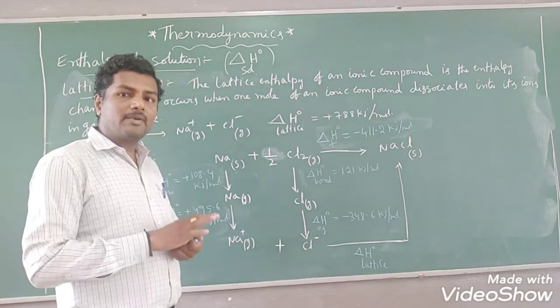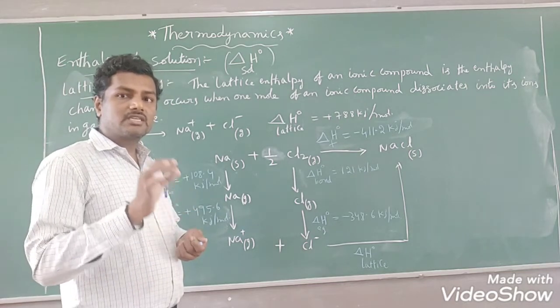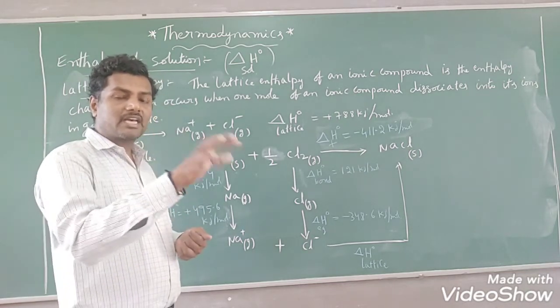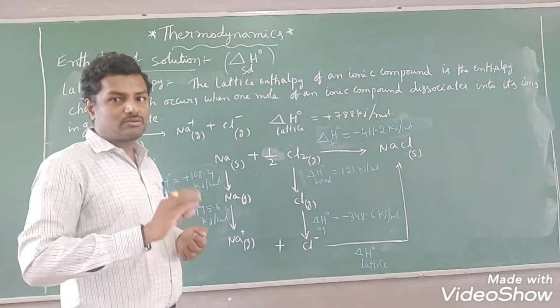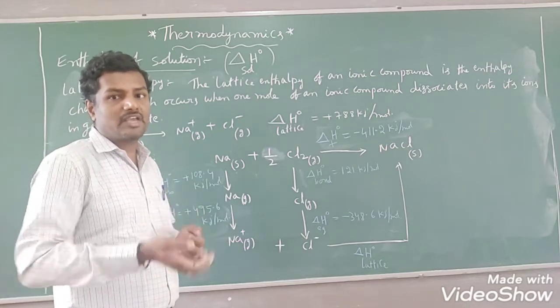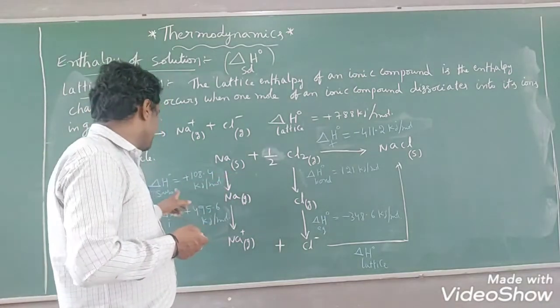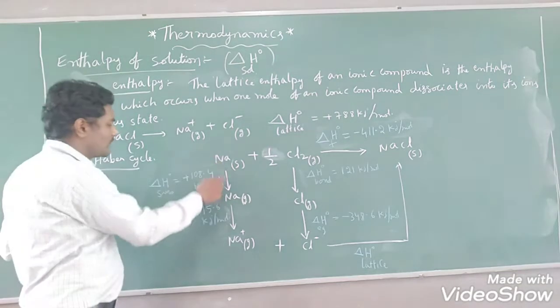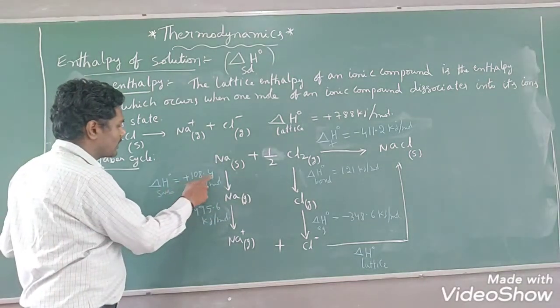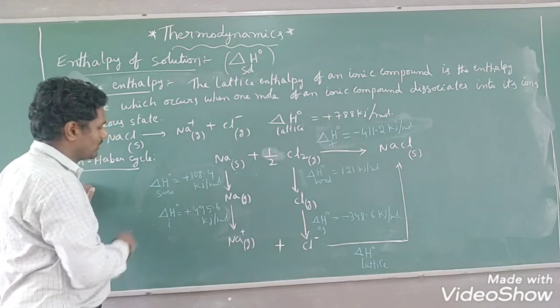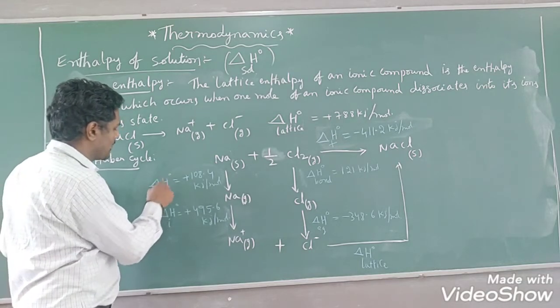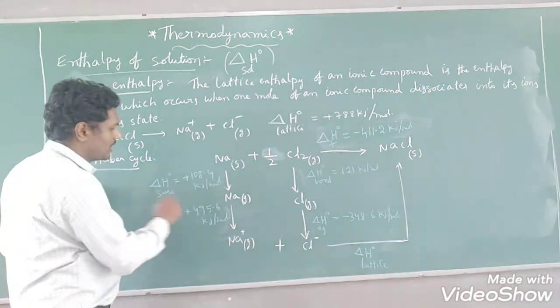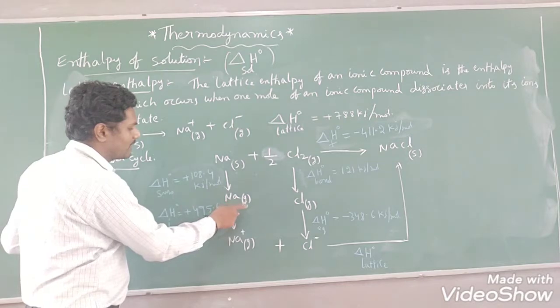What is the meaning of sublimation? The process in which the solid substance will be directly converting into what? Gaseous substance. During that process, whatever the enthalpy change we have observed, that enthalpy change we can call as what? Enthalpy of sublimation. Enthalpy of sublimation of sodium is plus 108.4 kilojoule per mole. Enthalpy of sublimation symbol is what? Delta H0 SUB, right? And sodium is now available in the gaseous state.